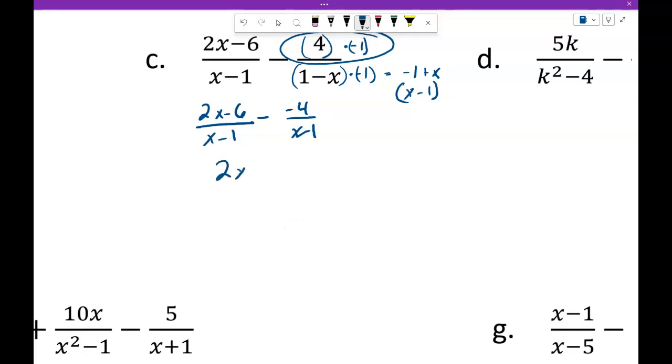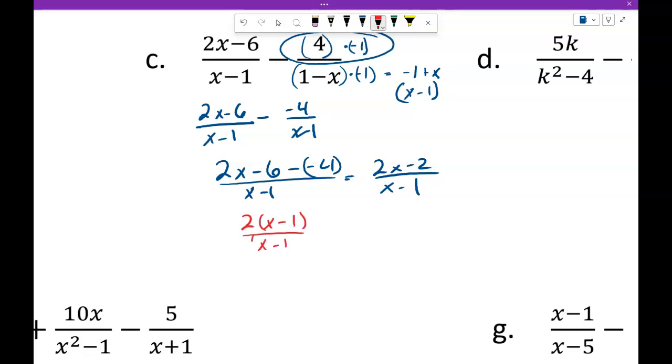So since we have that common denominator, 2x minus 6 minus negative 4 over x minus 1 gives me 2x minus 2 over x minus 1. And now that it's added or subtracted, we can go ahead and factor to simplify. There's a GCF of 2. And now we see we have matching factors, leaving us with the answer of just 2.